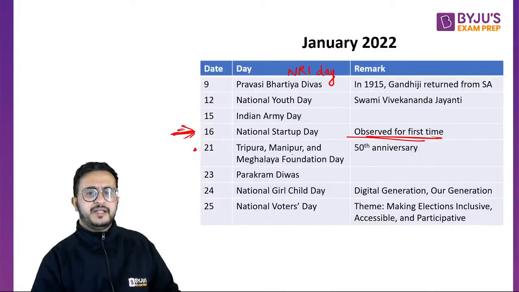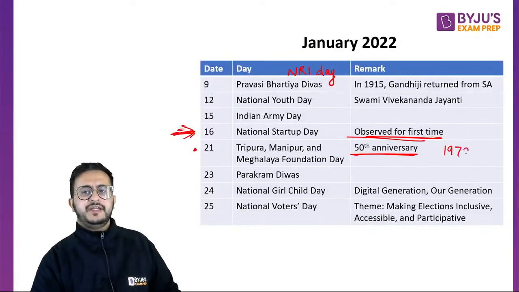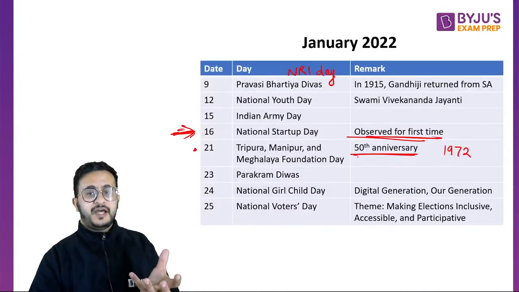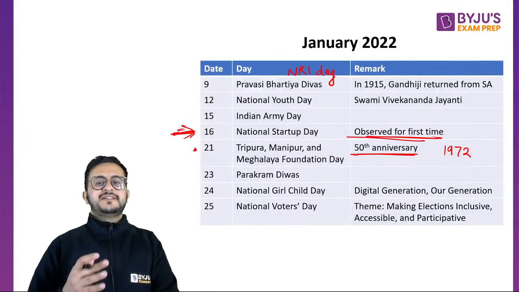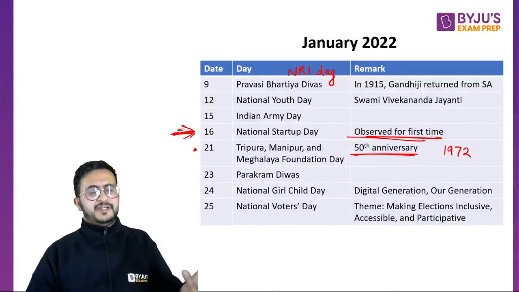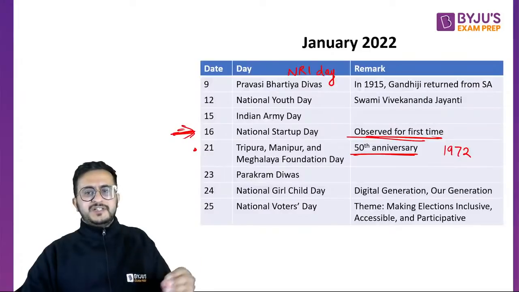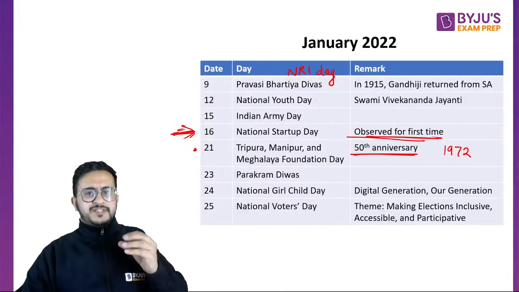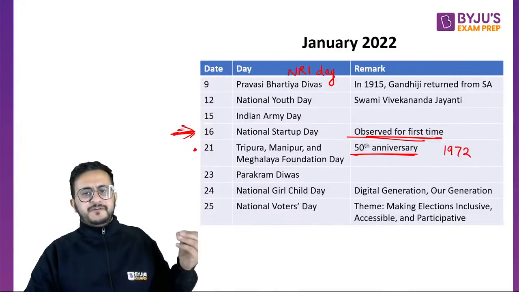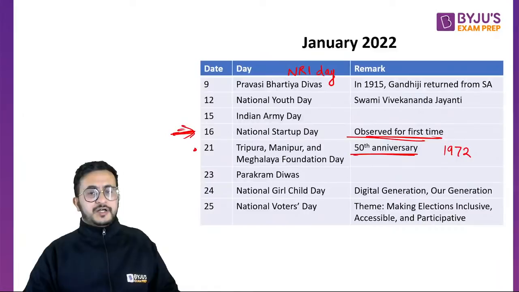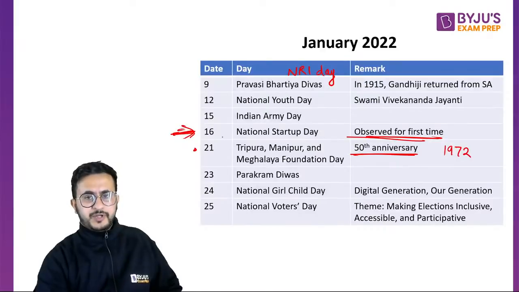Tripura, Manipur, and Meghalaya Foundation Day was observed on January 22 because these states were formed in 1972. So it was the 50th anniversary. Whenever you have such milestones like a 50th anniversary, it is going to be important. So they might ask which three states observed their 50th formation anniversary in January 2022, right? So these are Tripura, Manipur, and Meghalaya.